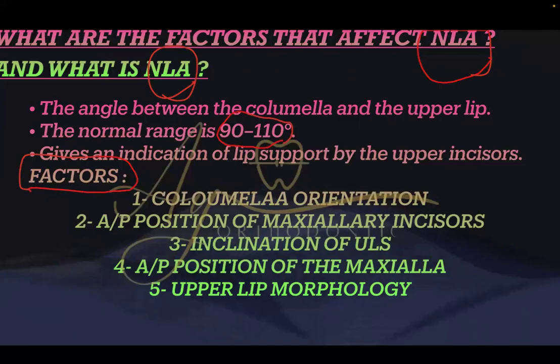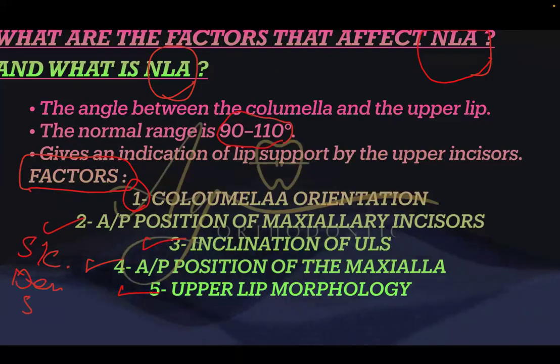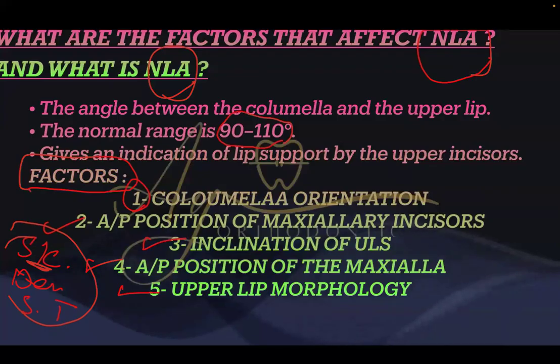Okay, first of all, the orientation of the columella, AP position of the maxillary incisor, inclination of the upper labial segment, the AP position of the maxilla, and the upper lip morphology. So when we talk about factors here, you have to give it as skeletal, dental, and soft tissue. Skeletal will be the AP position of the maxilla. Dental will be the AP position of the maxillary incisor and also the inclination of the upper labial segment. Soft tissue will be the columella orientation and upper lip morphology.